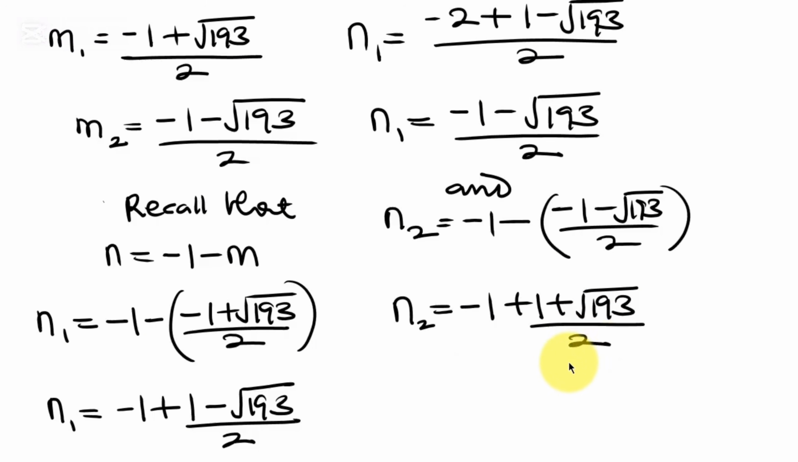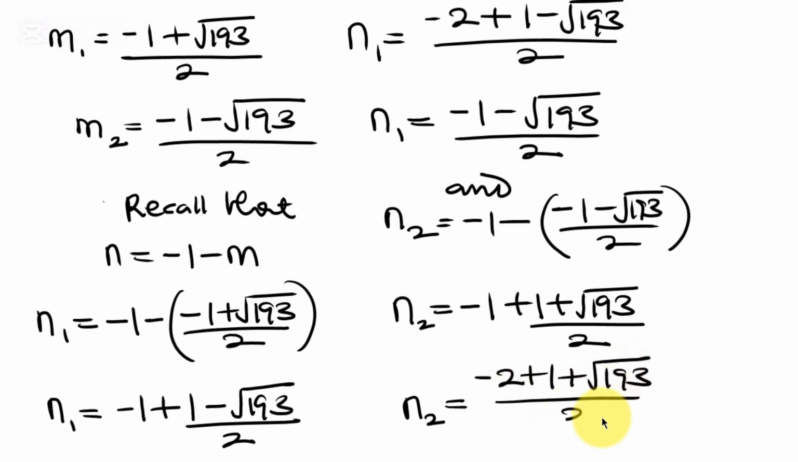Now let's combine the fraction. So n will be 2 times negative 1 is negative 2, plus 1 plus the square root of 193 all over 2. So this will be n2, which is our other value for n, will be negative 2 plus 1 is negative 1, plus the square root of 193 all over 2. So we've got all values of n and m.